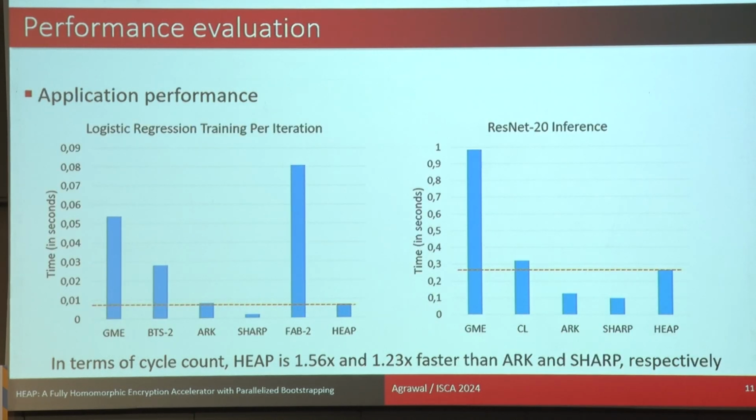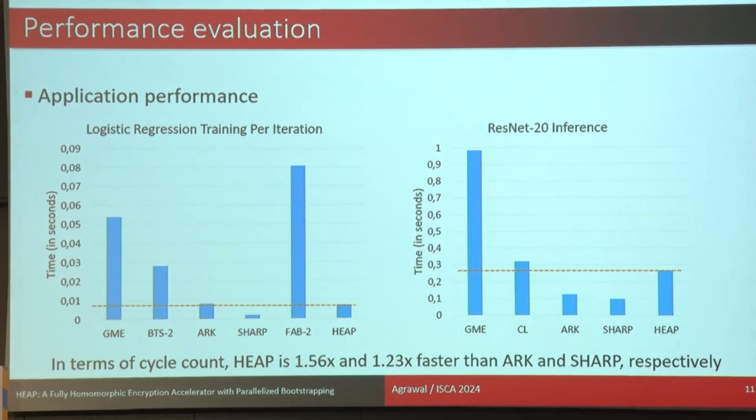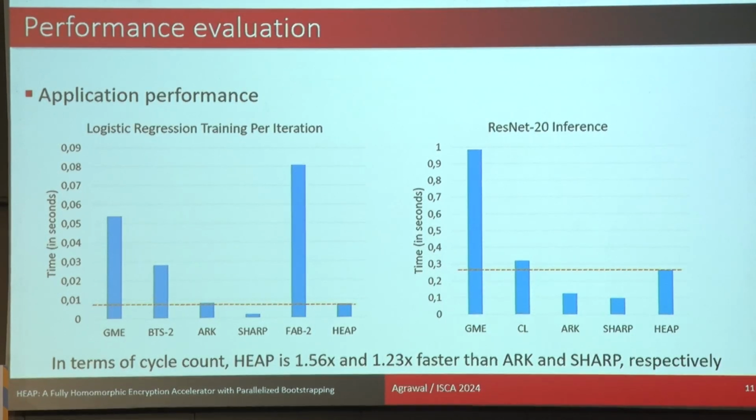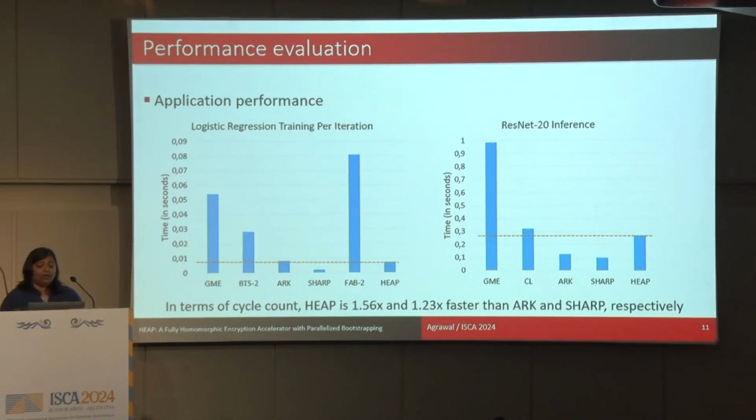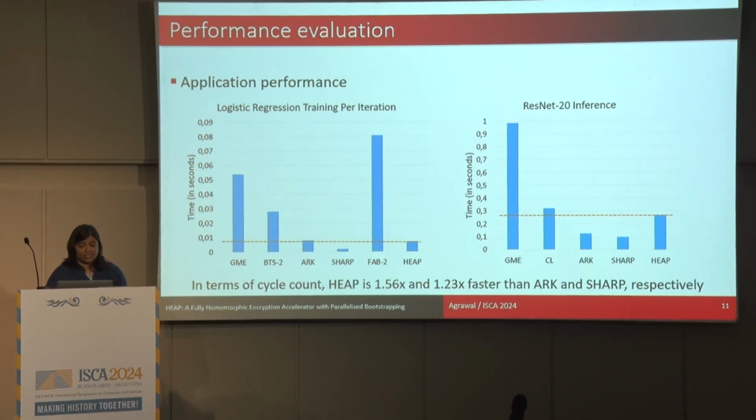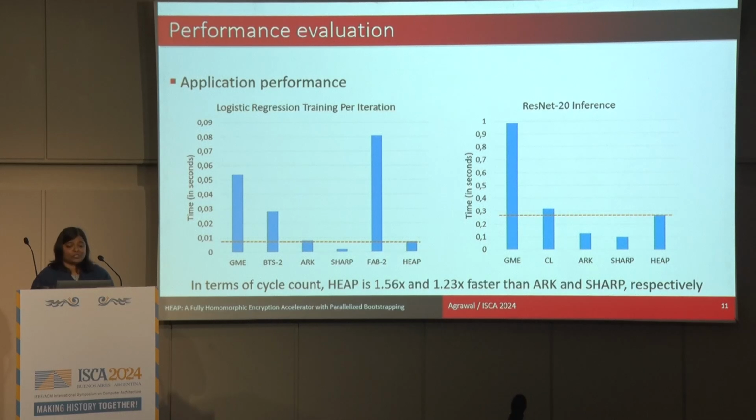We also evaluated a couple of applications to see how HEAP performs. One thing to note here is that the bootstrapping is not fully packed. For logistic regression model training, only 256 slots in the ciphertext are packed, while for ResNet-20 inference, 1024 slots are packed, which means that there are only 256 or 1024 LWE ciphertexts to process in parallel, which further improves the performance of HEAP.